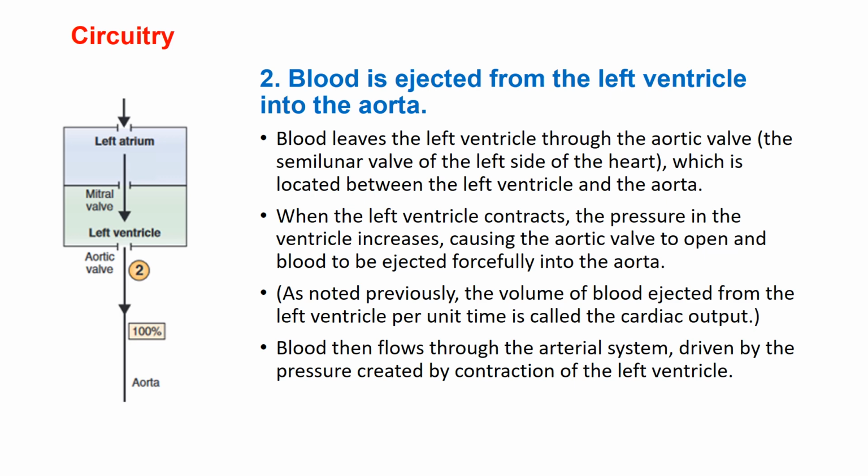When the left ventricle contracts, the pressure in the ventricle increases, causing the aortic valve to open and blood to be ejected forcefully into the aorta. As noted previously, the volume of blood ejected from the left ventricle per unit time is called the cardiac output. Blood then flows through the arterial system, driven by the pressure created by contraction of the left ventricle.